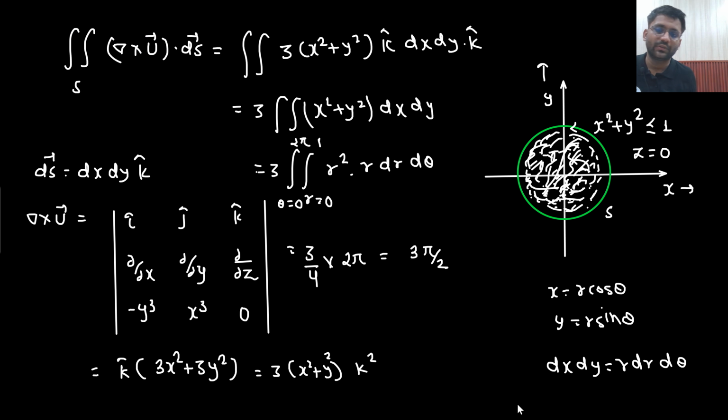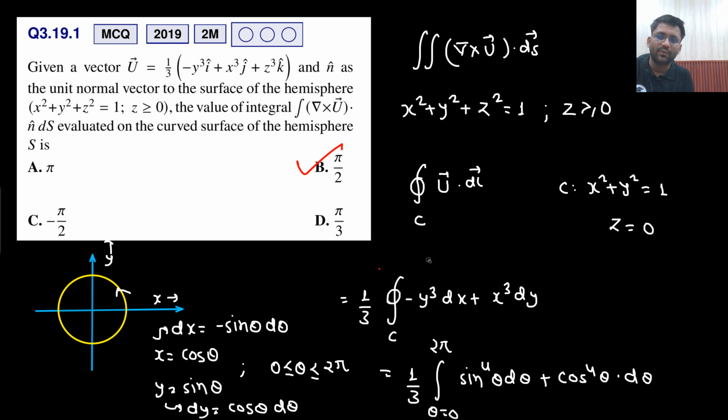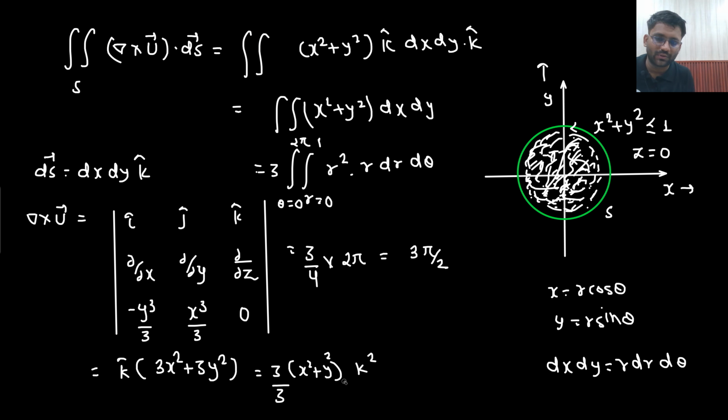Okay, it was 1 by 3 also outside. Here 1 by 3 was also there. So divided by 3, this will become x square plus y square only. This 3 will not come outside. What was the value of u? The value of u was minus y cube by 3, x cube by 3, so divided by 3 was also there. So what you are getting here is x square plus y square only.